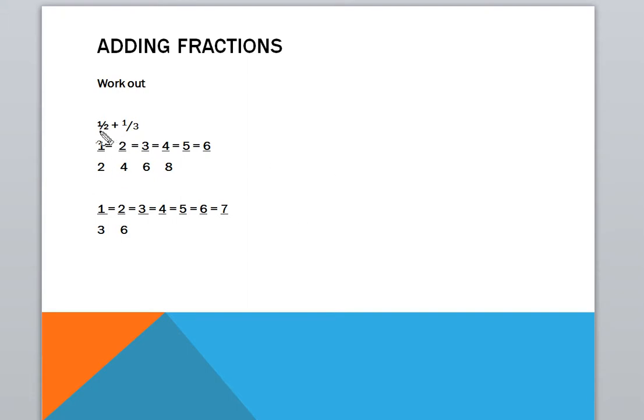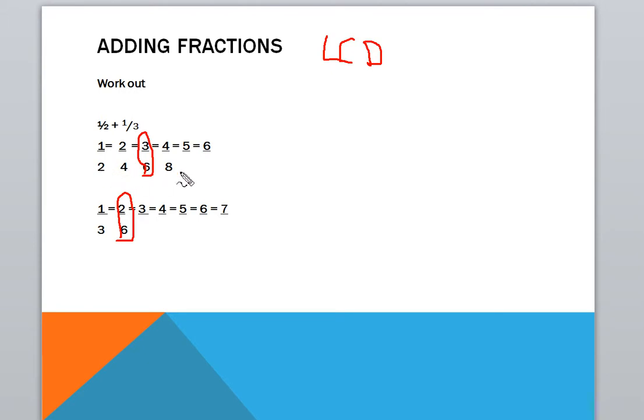Look what I've done here. I've converted a half into 3/6. There it is. I've also converted a third into 2/6. I haven't gone any further because I've got my lowest common denominator. That's the lowest denominator that's in both lists. My LCD, my lowest common denominator.